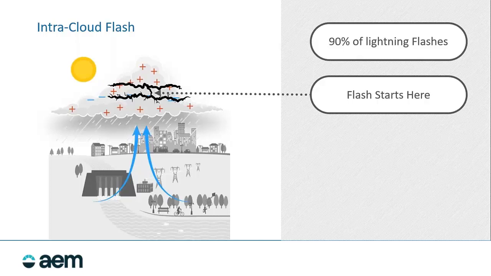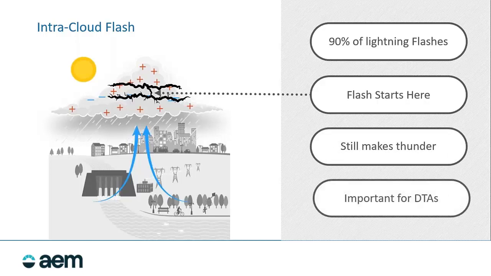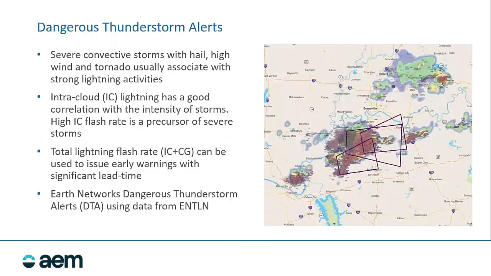And it's obviously a hazard for the aviation industry, but you should also pay close attention to it because, again, intra-cloud lightning can still make thunder, and you can still usually see it, and it's important for DTAs. What are DTAs? Those are dangerous thunderstorm alerts. These are something exclusive from Earth Networks that we supply to our friends at OneRain through the Contrail software package, where you can visualize alerts that are solely based upon lightning. There's no interaction from a forecaster or the National Weather Service.